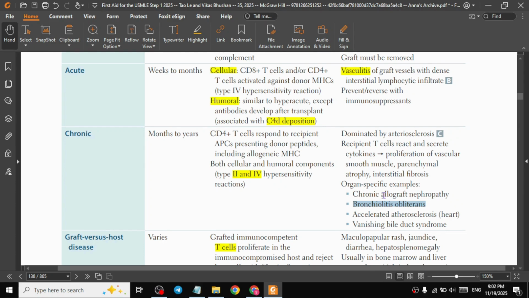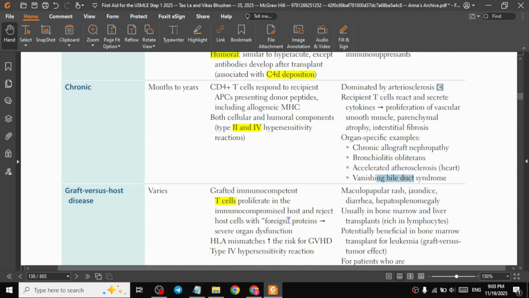But in all of these, right, chronic allograft nephropathy or atherosclerosis, or even this vanishing bile duct syndrome, in all of these, the functioning area is sort of destroyed, right? It's layered upon layered and then eventually destroyed. Okay, so common with solid tissues. Okay, the heart, liver, kidneys, all of that. Okay, very, very common. Okay, last one, graft versus host disease.